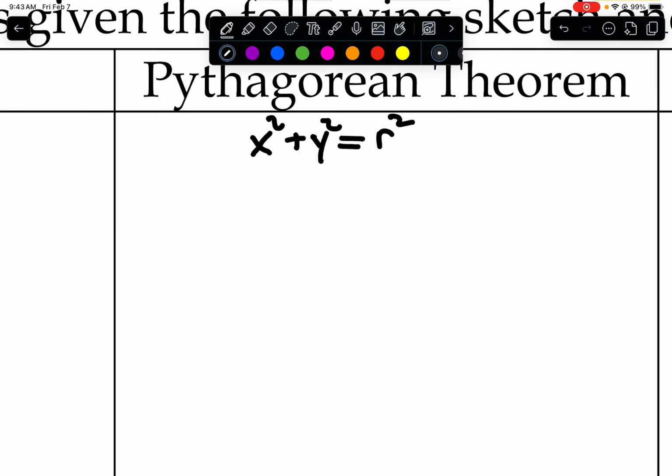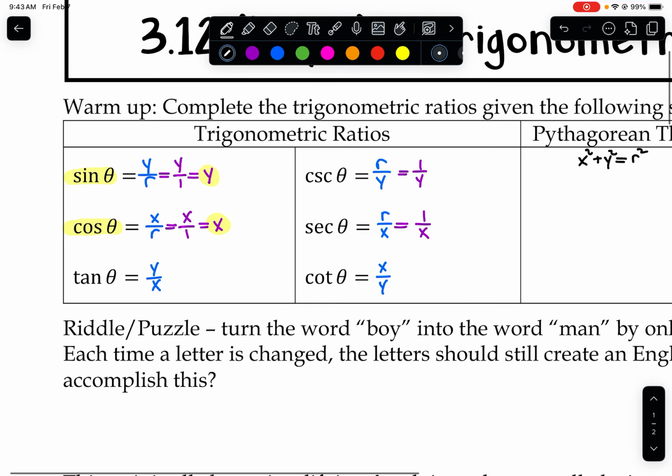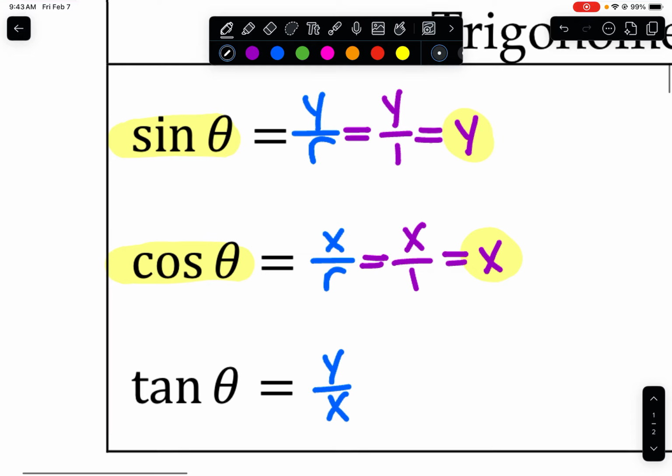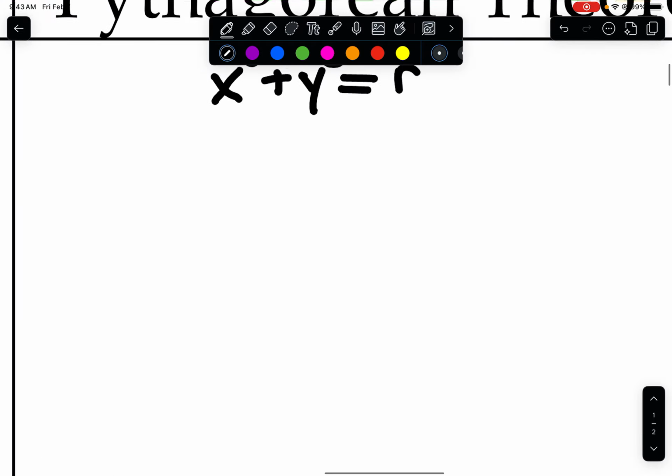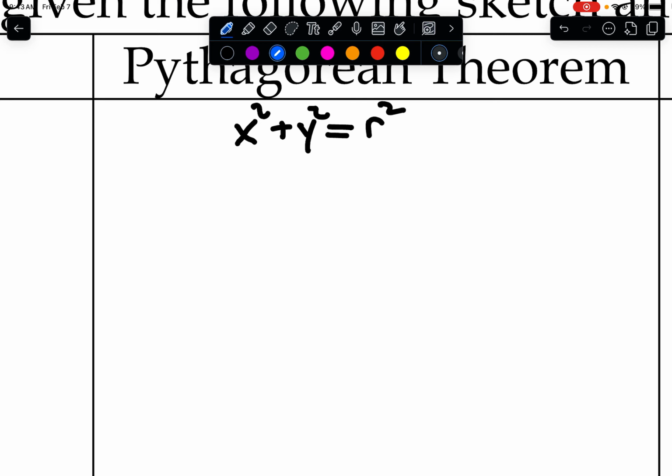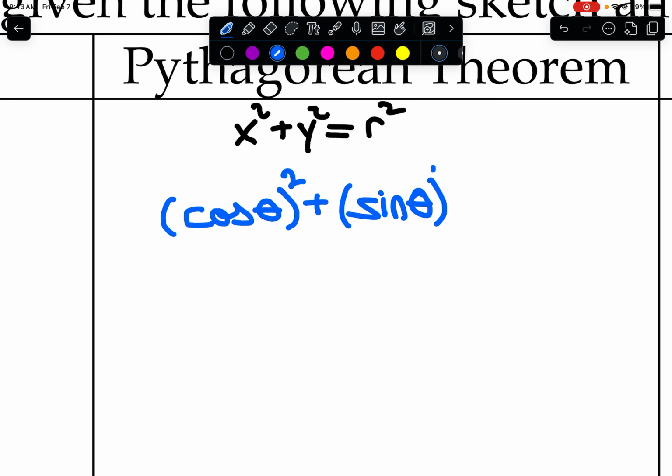Now I'm actually going to plug in values for those x, y, and r values. More specifically, the x and y are going to be replaced with sine and cosine, and your r value is going to be replaced with 1. So my x value is going to be changed to cosine theta squared, and my y value is going to be changed to sine theta squared. That's going to be equal to the radius squared, which is 1 squared.